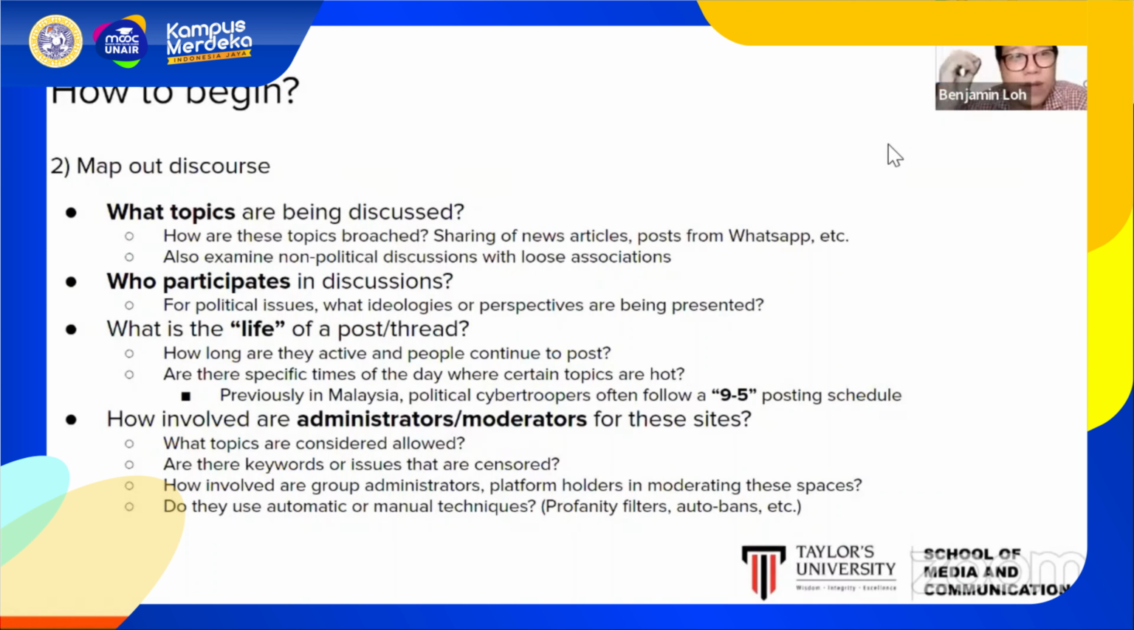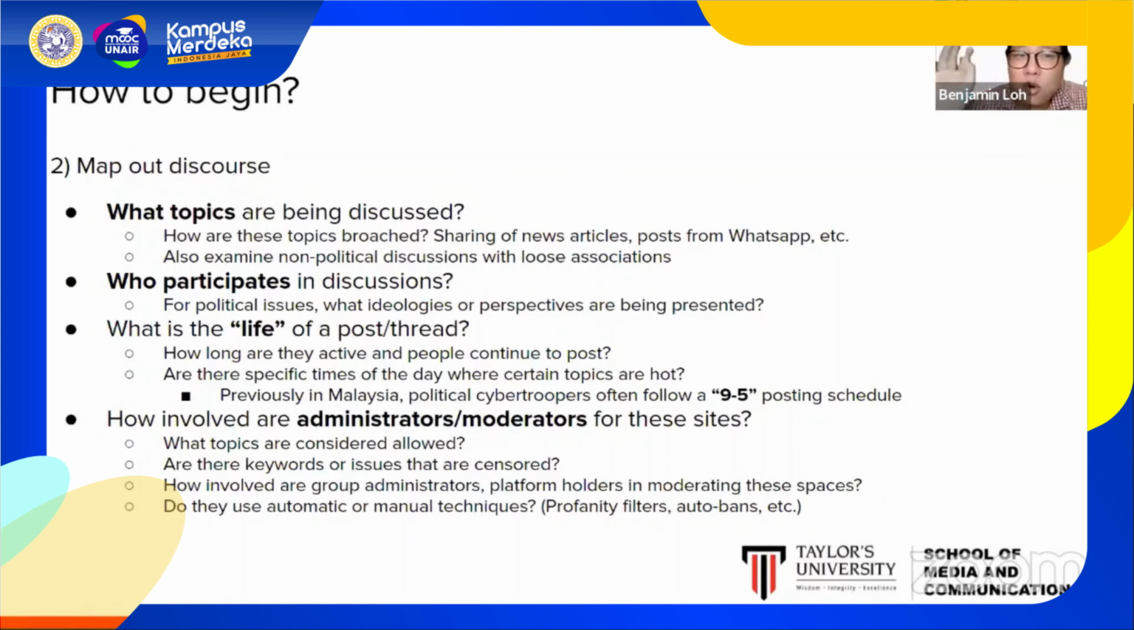Okay. Second part is that you want to map out your discourse. You want to understand what the topics being discussed are. So think about how topics are broached. Do people share news articles? Do people share things that they see from their WhatsApp or things like that? So just an idea of how all of these things are discussed. Then also try to think about how non-political discussions are taking place and how those are sometimes tied to political issues as well. So these are things that you can take a look at.